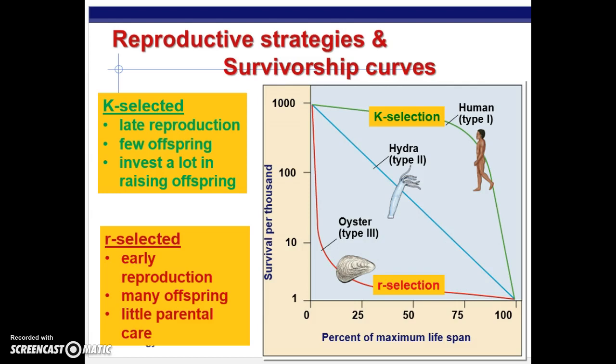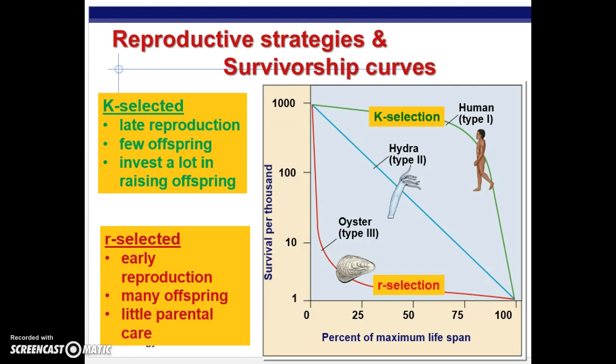With K-selected, there tends to be late reproduction, later in life, few offspring, and a bigger investment in raising those offspring. With R-selected, there's usually earlier reproduction in the lifespan, many offspring are produced, and there's little parental care. K-selection tends to maximize the population size and operates in populations that are living near K. We're going to look at what K is, but for now, know that K is the carrying capacity of a population in its environment.